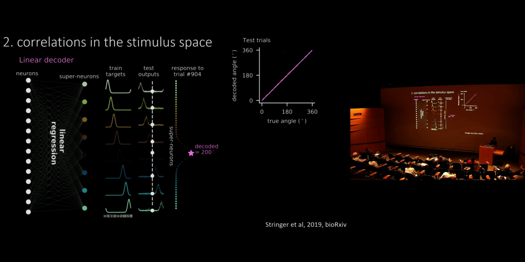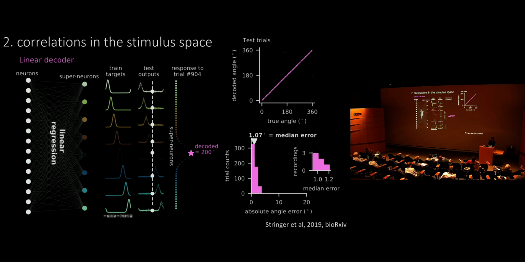If we look across test trials at the true angle versus the decoded angle for a linear decoder, we're even more on the line. And so we're doing a better job of predicting by taking into account these correlations. And if I show you the histogram again, the error is around 1 degree. And the median error across recordings is also around 1 degree for all of these different recordings. Okay.